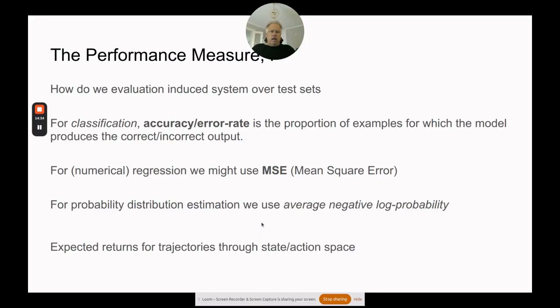So then for the reinforcement learning thing, it will be something like, okay, I have an agent that I've learned, and I can send it over a whole bunch of trajectories. Here, let it loose in the environment, and see what the average, the expected returns, are. What value am I sucking out of the system on each of those trajectories?